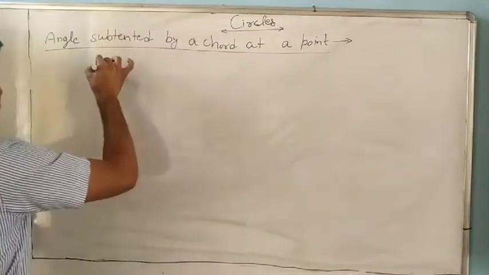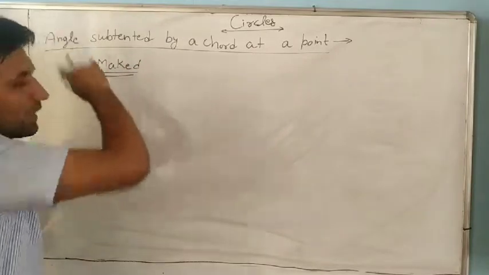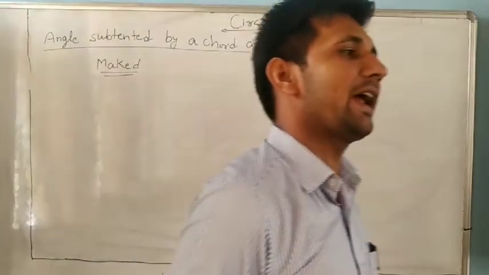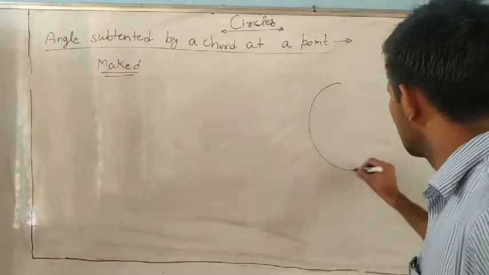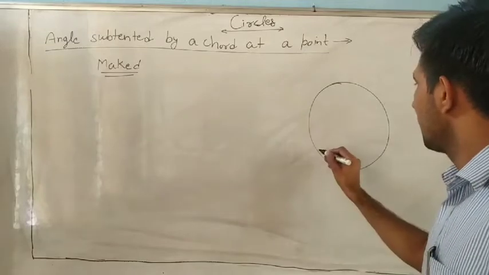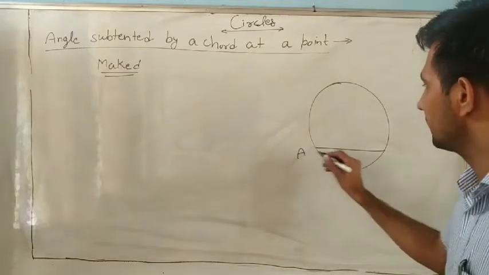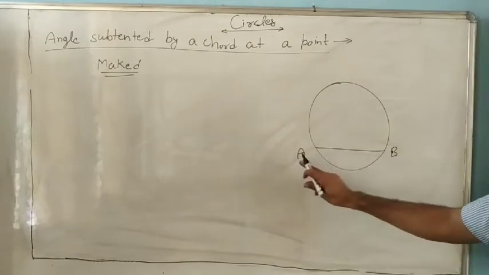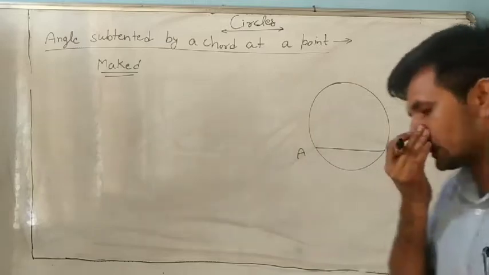Subtended means angle made by a chord. What angle is made by the chord? Suppose this one is a circle, and we know it is a chord. It is the AB chord. What is chord? Chord is a line segment whose end points lie on the circle.